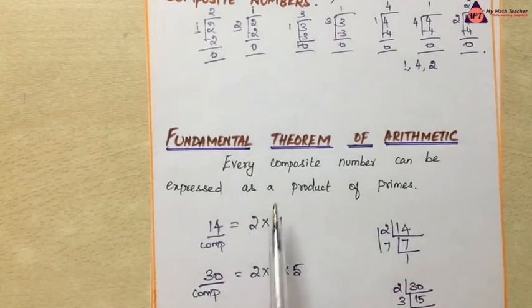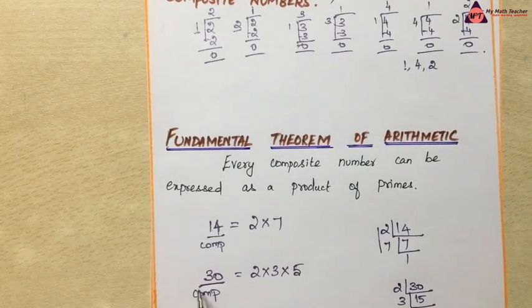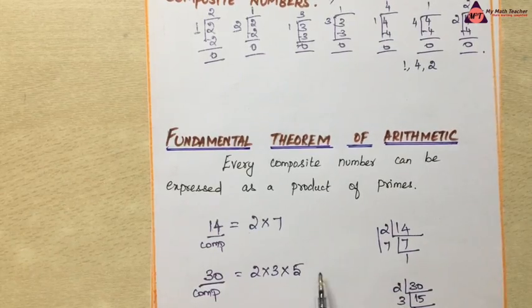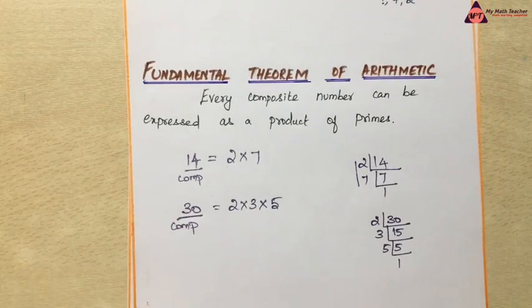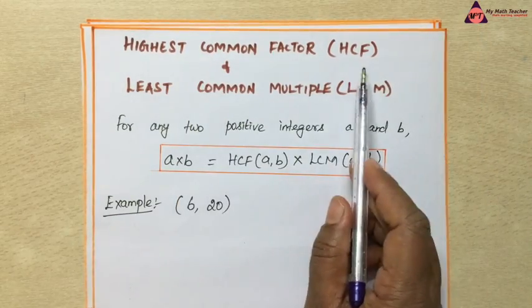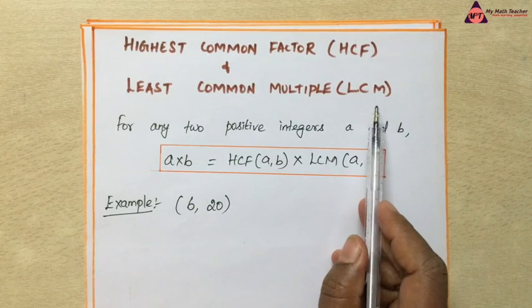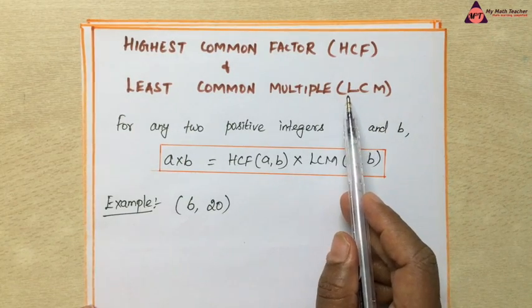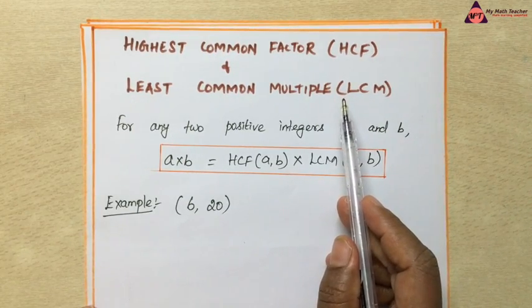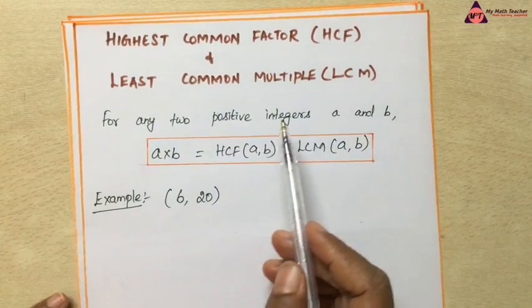So, that's the theorem. Every composite number can be expressed as the product of primes. Now, let's move on to the next topic: highest common factor HCF, least common multiple LCM. These two topics which we have studied in our earlier classes, we are going to recall again.